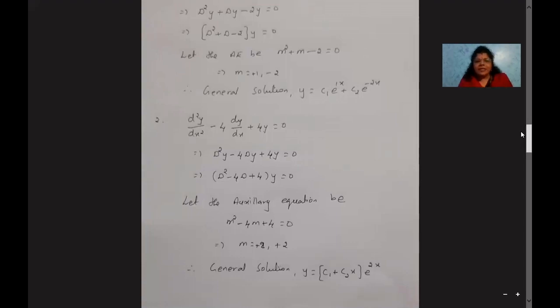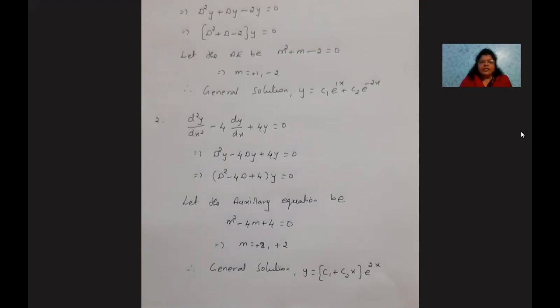d square y by dx square minus 4 into dy by dx plus 4y equal to 0. Same way, let me apply d square by dx square as capital D square, d by dx as capital D. So we'll obtain the equation D square y minus 4Dy plus 4y equal to 0. Since y is common, I'm taking it outside. That is, D square minus 4D plus 4 of y is equal to 0.